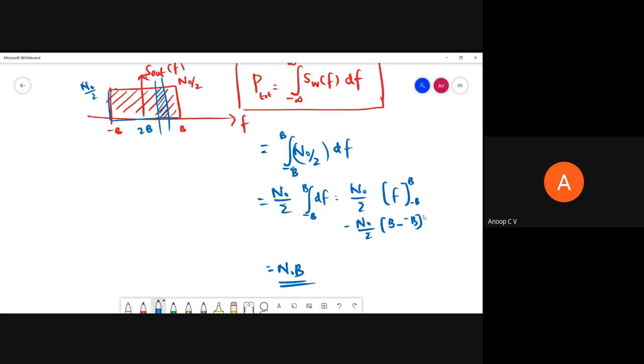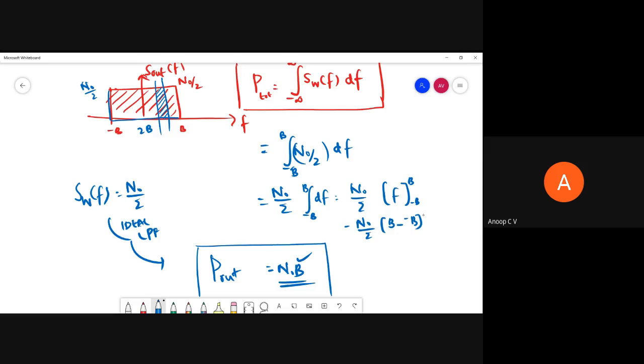So we got a very important result here. If you are passing white noise having power spectral density equal to N naught by 2 through an ideal low pass filter, the output power is N naught B, where B is the bandwidth. Here N naught by 2 was the double-sided power spectral density. So this is the total power. Please do remember this or keep this in mind. I'll be referring to it when we are discussing the noise equivalent bandwidth. That is the next section.